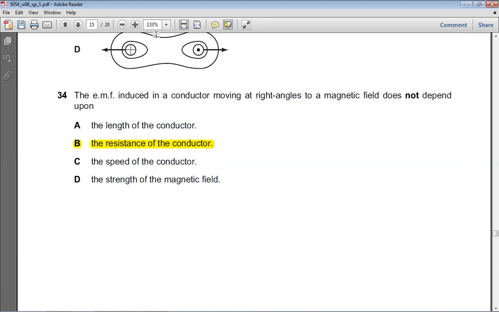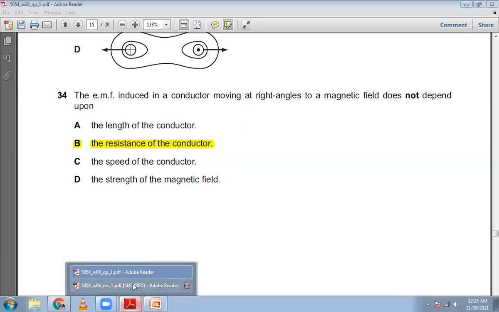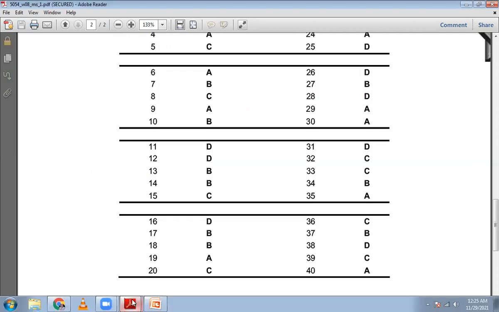So question number 34, B is the right option. Question number 34, B is the right option, sir.